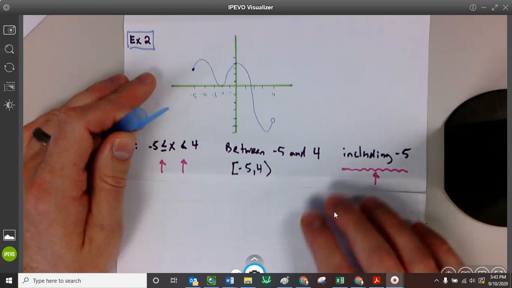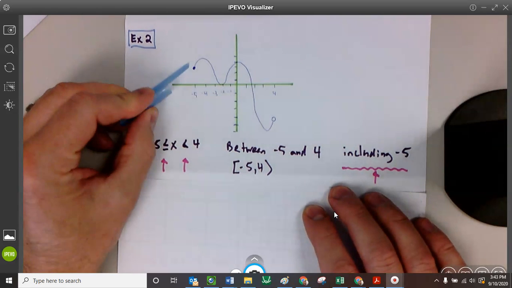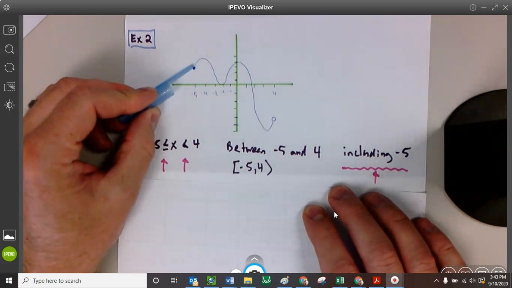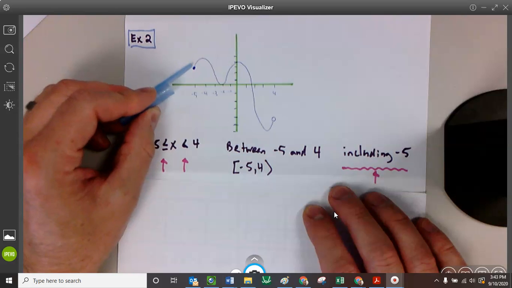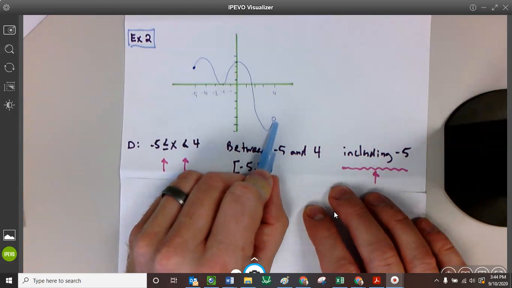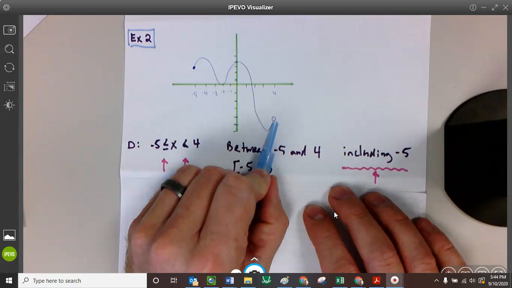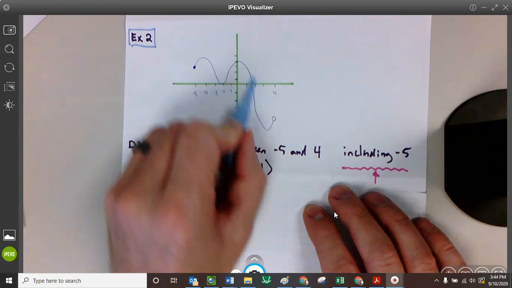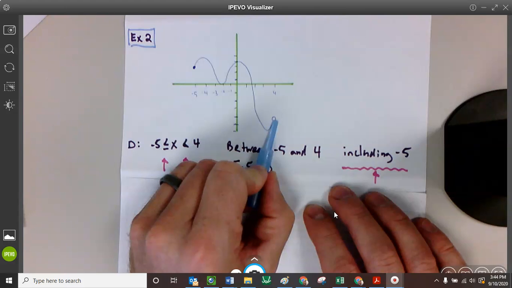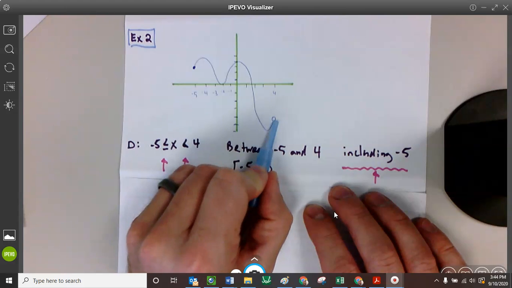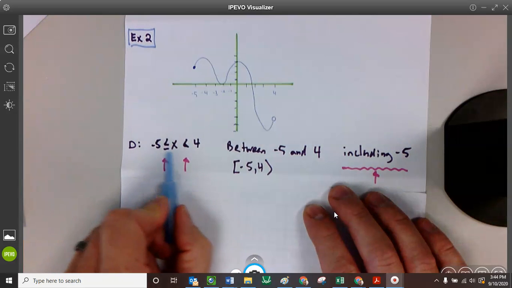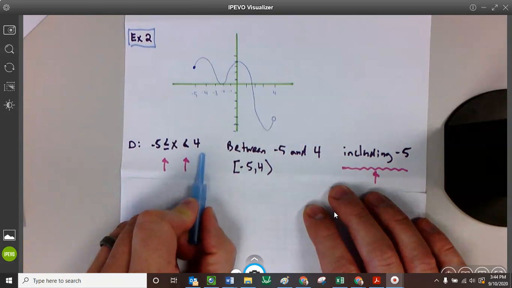Okay. We have to be careful with a couple things. A closed circle means we get to include -5. It's inclusive. That was one of our vocab words. Yes, -5. This open circle down here means that we do not include the 4. It's exclusive. Right up until 4, 3.999999, yes, that's good. But once we get to 4, it actually doesn't work. Okay?